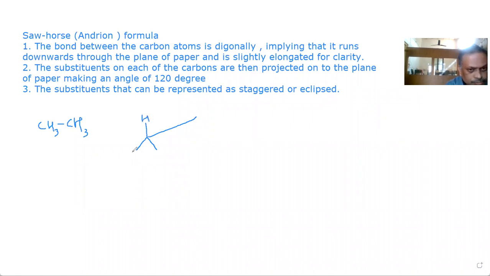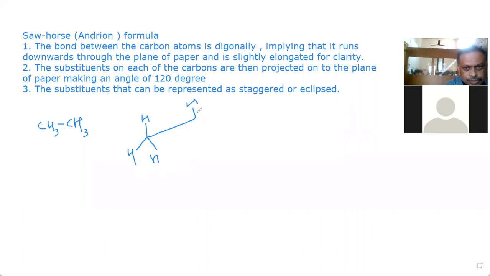H, H, H, H. This is the Sawhorse projection formula. This is eclipsed conformation.